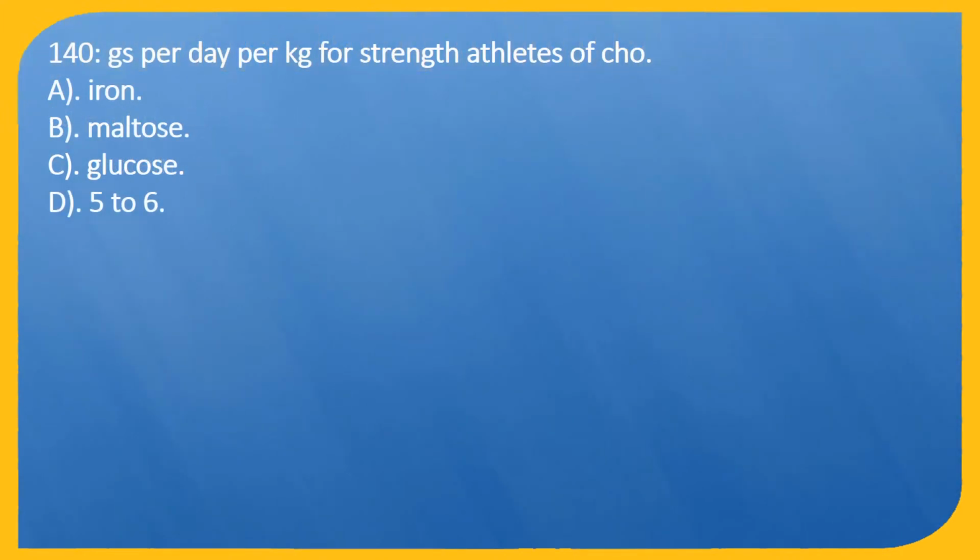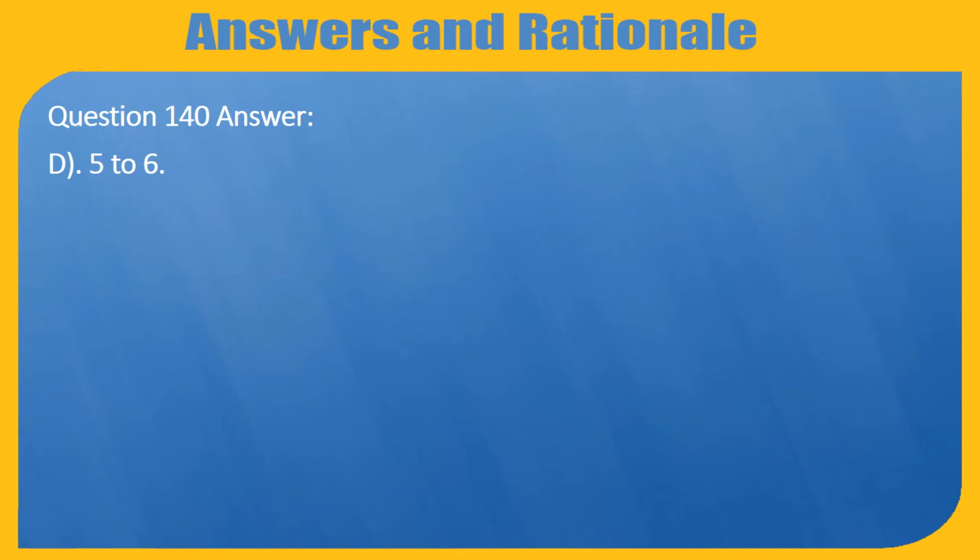Question 140. Grams per day per kg for strength athletes of carbohydrate. A. Iron. B. Maltose. C. Glucose. D. 5 to 6. Question 140. Answer D. 5 to 6.